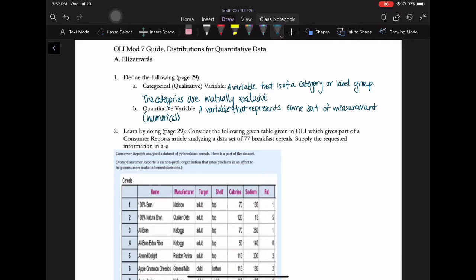We're going to be working on the OLI mod guide for Module 7 today. We're going to introduce ourselves to StatCrunch for the first time and log in with that. I will show you how to do that as well.